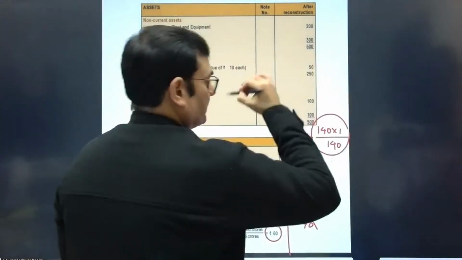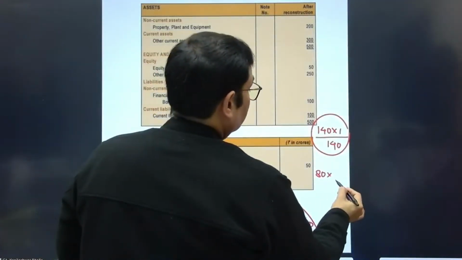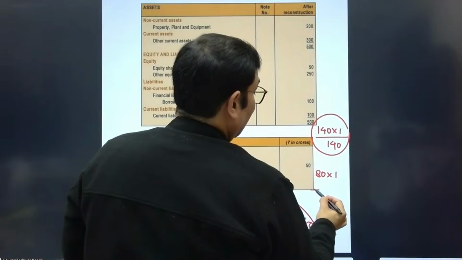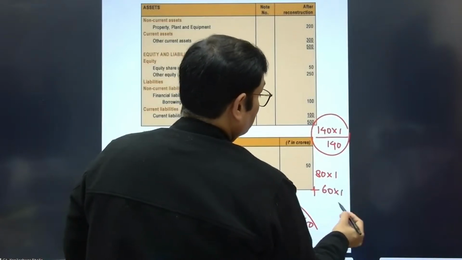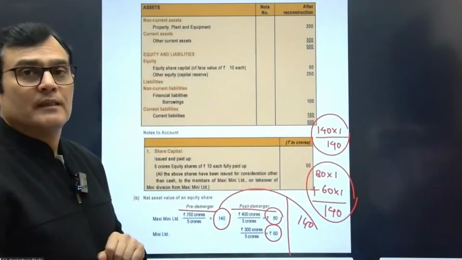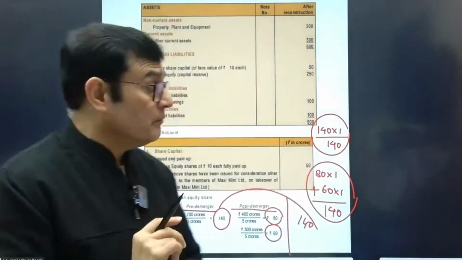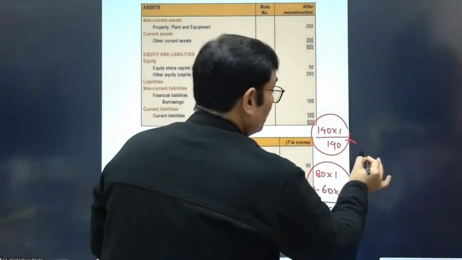This was pre-demerger. Post-demerger, he now has 80 rupees, 1 share, and he has 60 rupees, another 1 share. His wealth still remains at 140. Because earlier he had 1 share in the company worth 140. Now he has 1 share in Maximini, 80, 1 share in Mini, 60, which makes it 140, and the wealth remains the same.